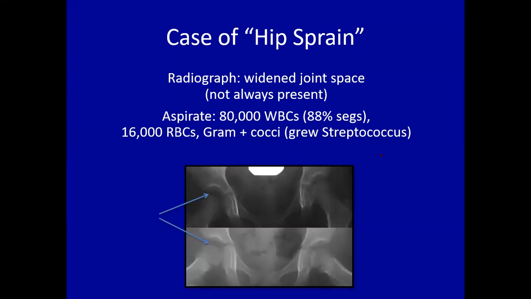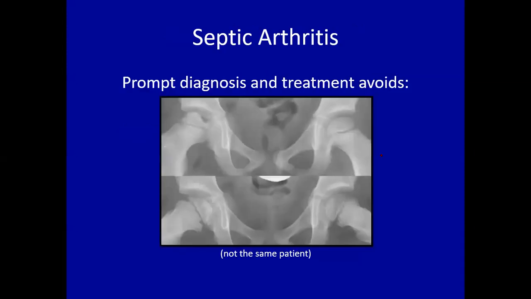So the hip case continues. Now we aspirate the hip. We get 80,000 white blood cells per microliter, and they're 88% segs. So that's highly sensitive and specific for a bacterial infection. You've also got a left shift, and you're going to see some streptococcus. So you're going to need to cover with Bactrim and Keflex. Septic arthritis, prompt diagnosis and treatment.